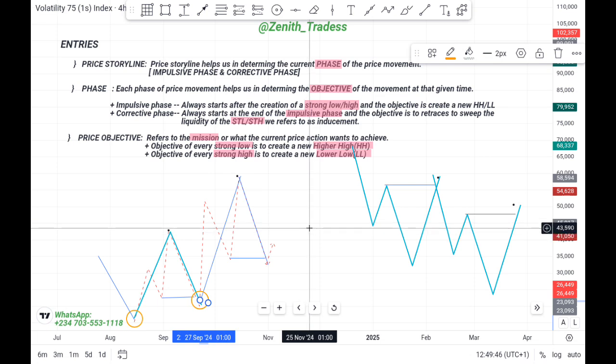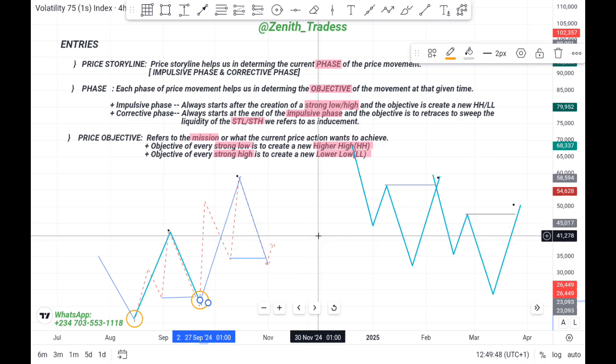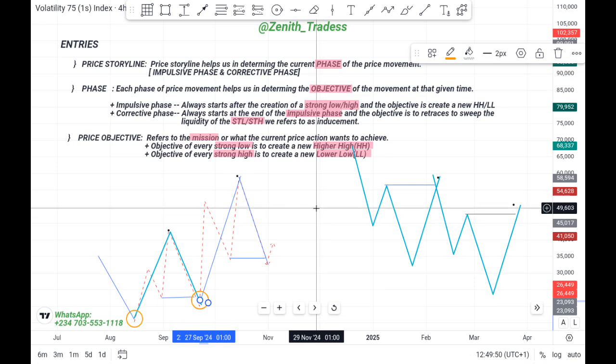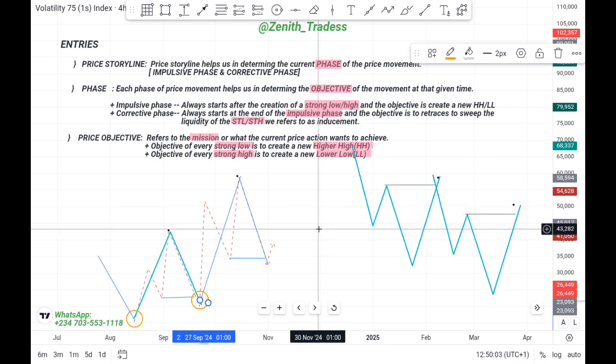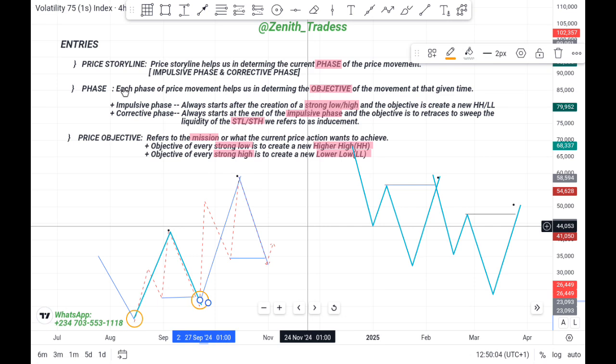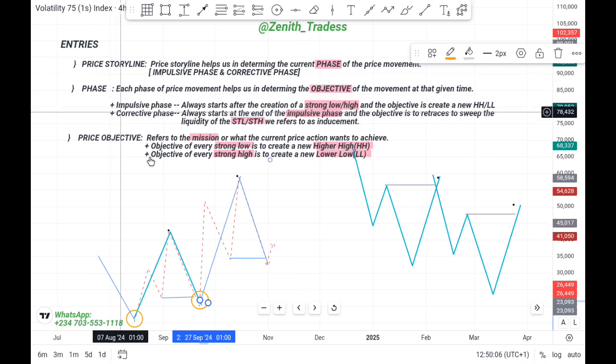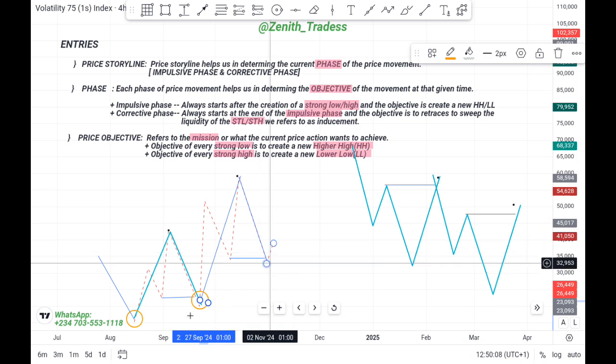I hope you understand, because I know people will be confused when I say, okay, what if this one failed? What if a block fails, it turns to breaker. If breaker fails, it turns to mitigation, it turns to reclaim block. If reclaim block fails, it turns to reclaim breaker or reclaim mitigation. So how are you going to know if it's going to fail or it's going to hold? The storyline, the phase, and the price objective will always guide you.